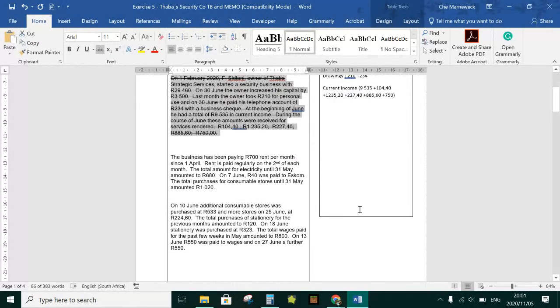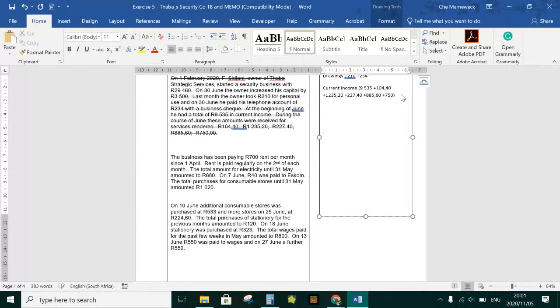The business has been paying 700 Rand rent per month. If we pay for rent, that is called rent expense. So 700 Rand per month. How long have we been paying for? Since April. Rent is paid on the 2nd of each month. So that's April, then there's May, then there's June. So we are doing this for 3 months. So we've paid 700 for April, for May, and for June.